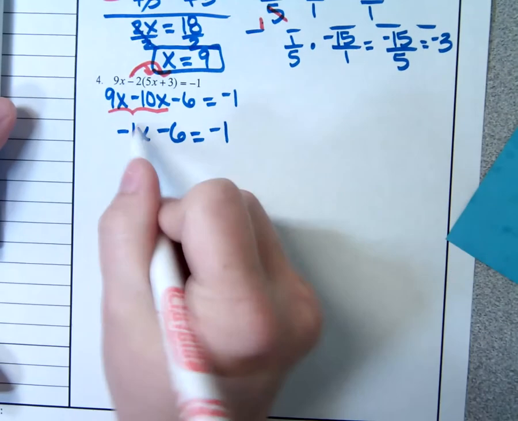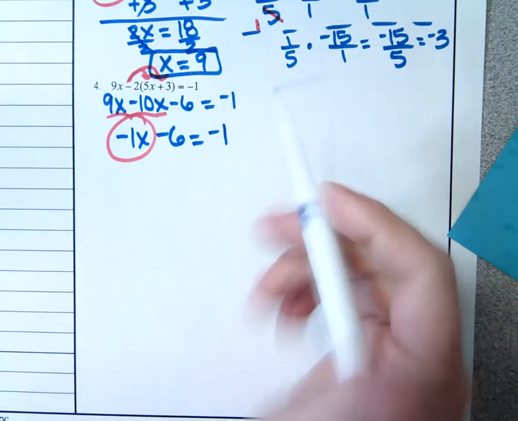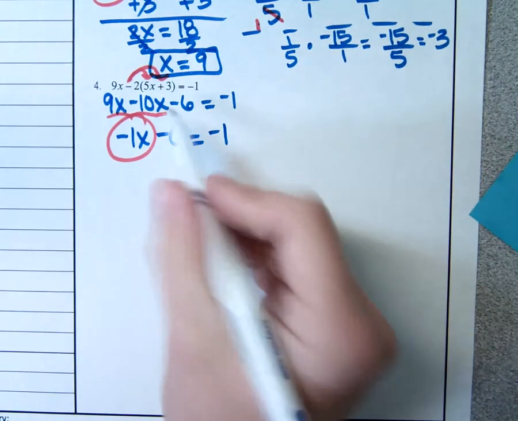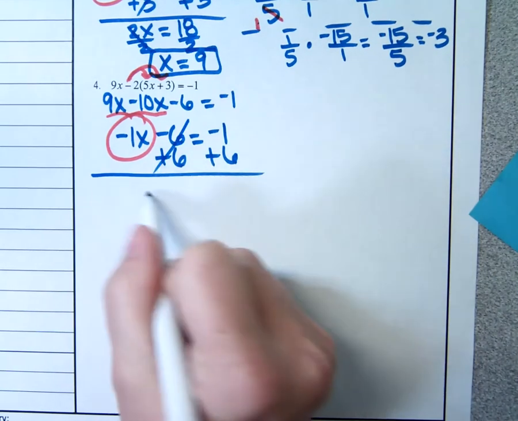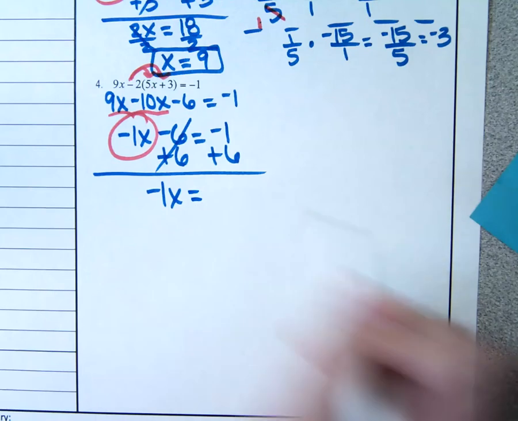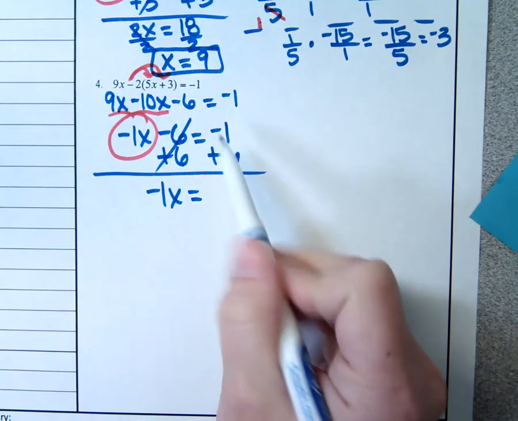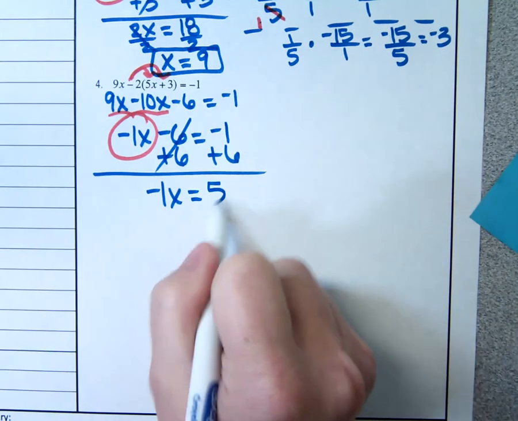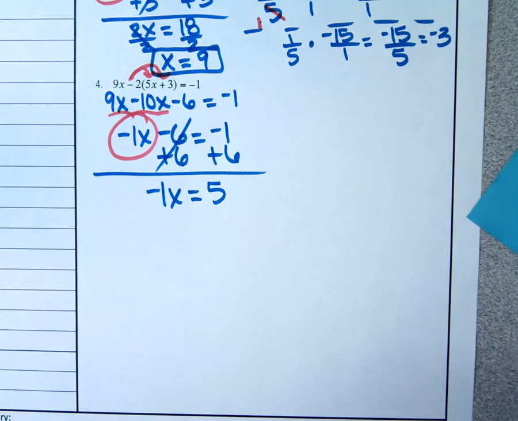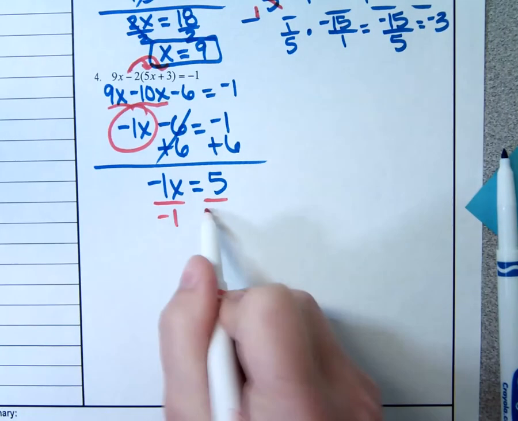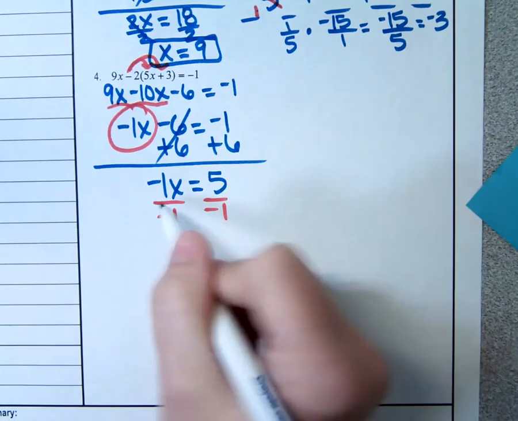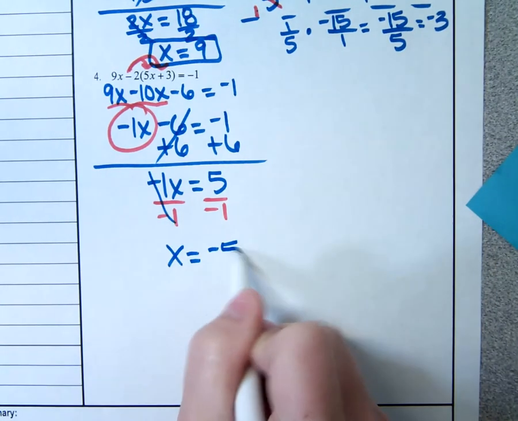Now that I only have my 1x, let me circle him. And now what's your next move? Let's get rid of our minus 6 by adding it. The negative 1x drops down, the equals drops down. How much is negative 1 plus 6? Positive 5. Your next step, divide both sides by negative 1. And your final answer, x equals negative 5.